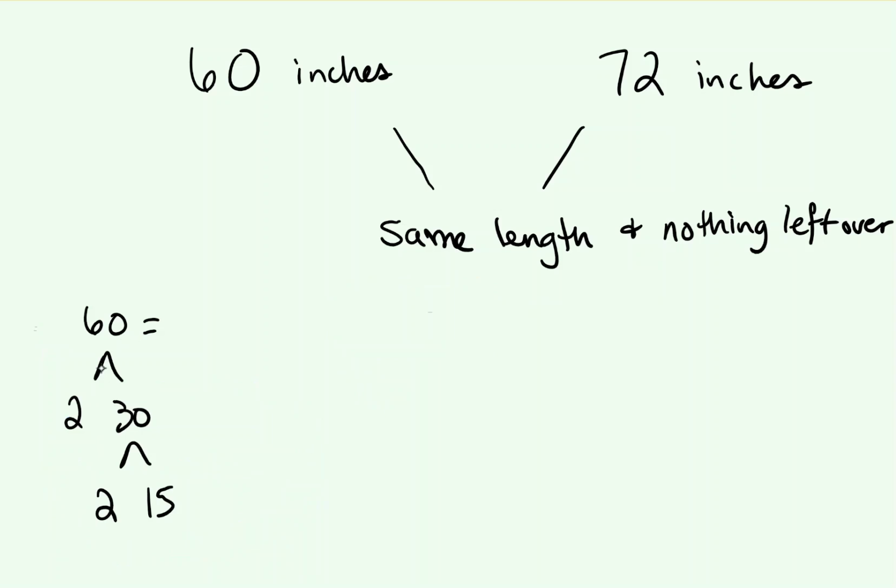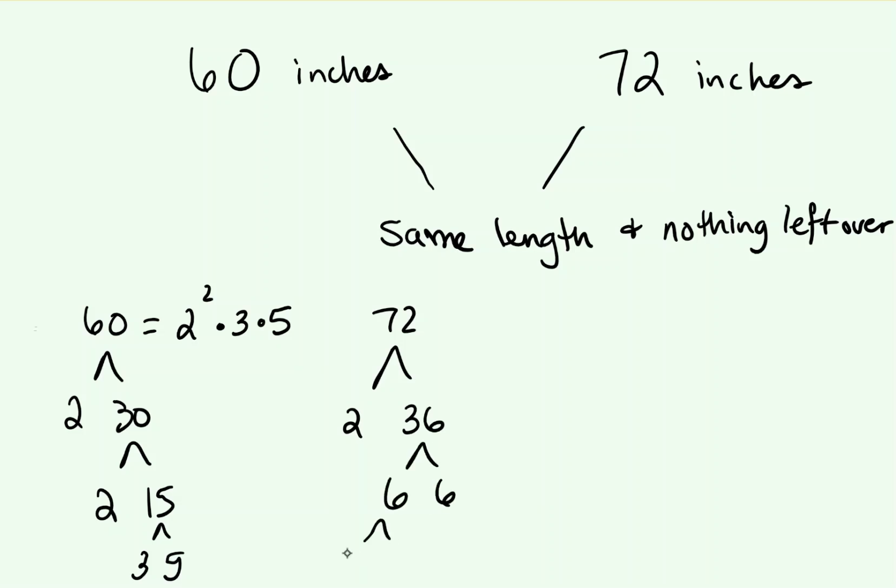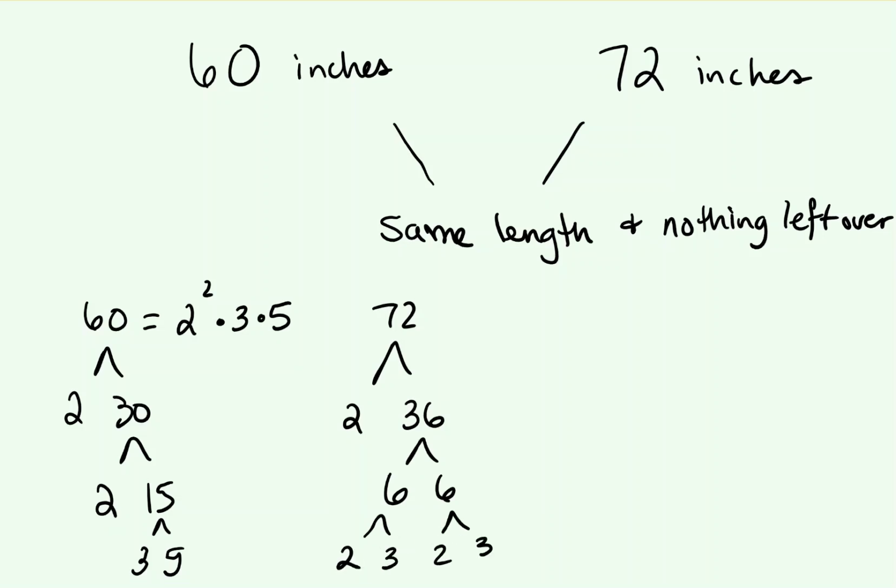60 has a factor tree 2 times 30. 30 can be split into 2 times 15. 15 can be split into 3 times 5. So we would have 2 squared times 3 times 5 as our prime factorization for 60. 72 has the prime factorization 2 and 36. 36 is 6 times 6, which can be split into 2 times 3, 2 times 3. So we've got 2 occurs 3 times, so 2 cubed, times 3 occurs twice, 3 squared. I'm going to write these near each other so that I can visualize what's going on.